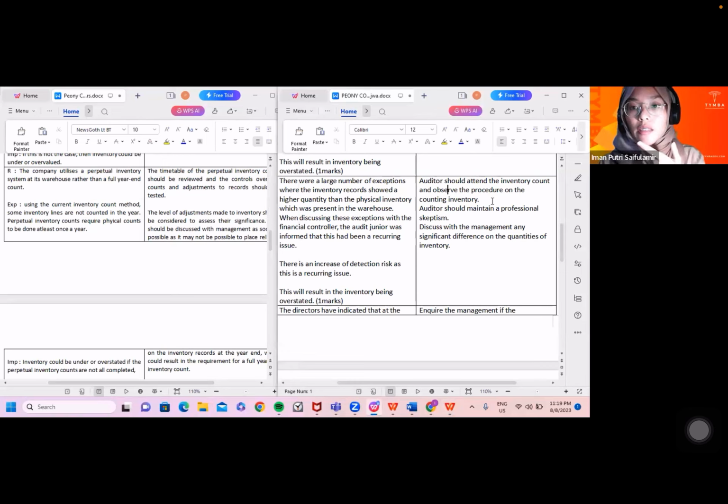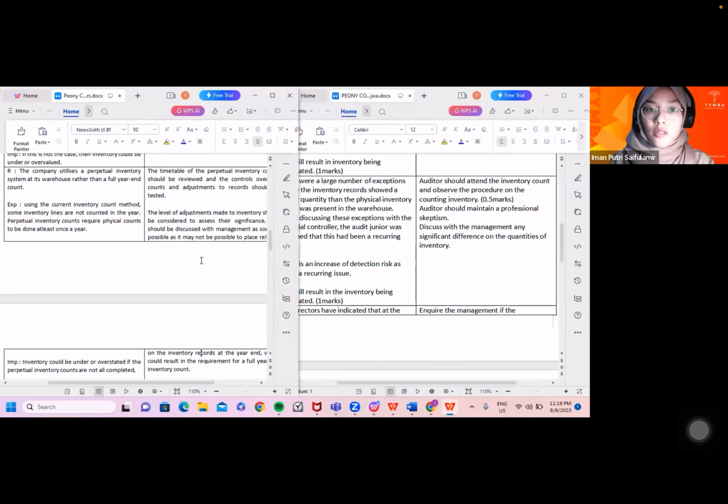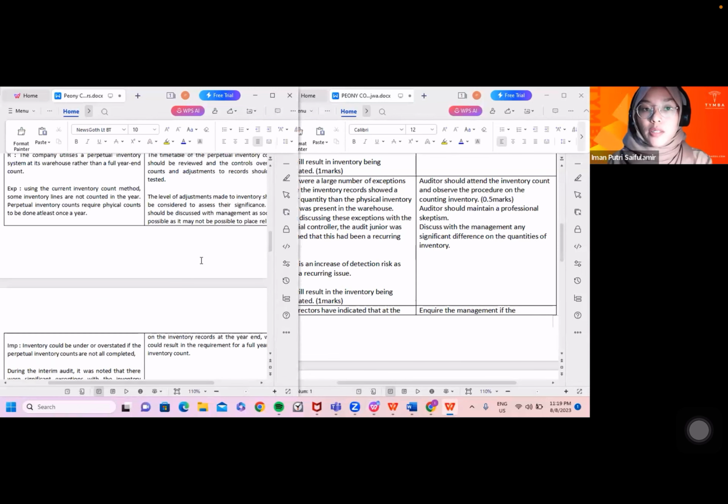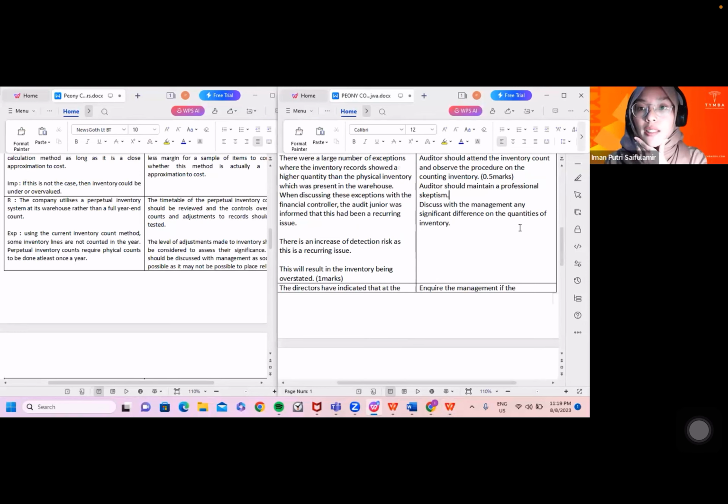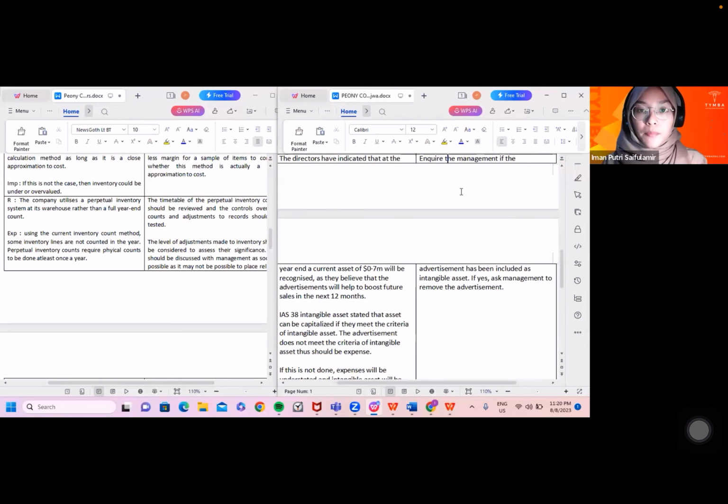I think I should attend the inventory count and observe the procedure on the counting of inventory. I can give this one mark. Maybe I can give it 0.5 marks because again, you didn't talk about why we are doing this. We want to talk about the purpose. We want to ensure that the inventory quantities are accurate or not. Maintaining professional skepticism is basically whenever there is a risk of manipulation and fraud. In this case, there is no indicator of risk of manipulation or fraud, so we cannot use this point.